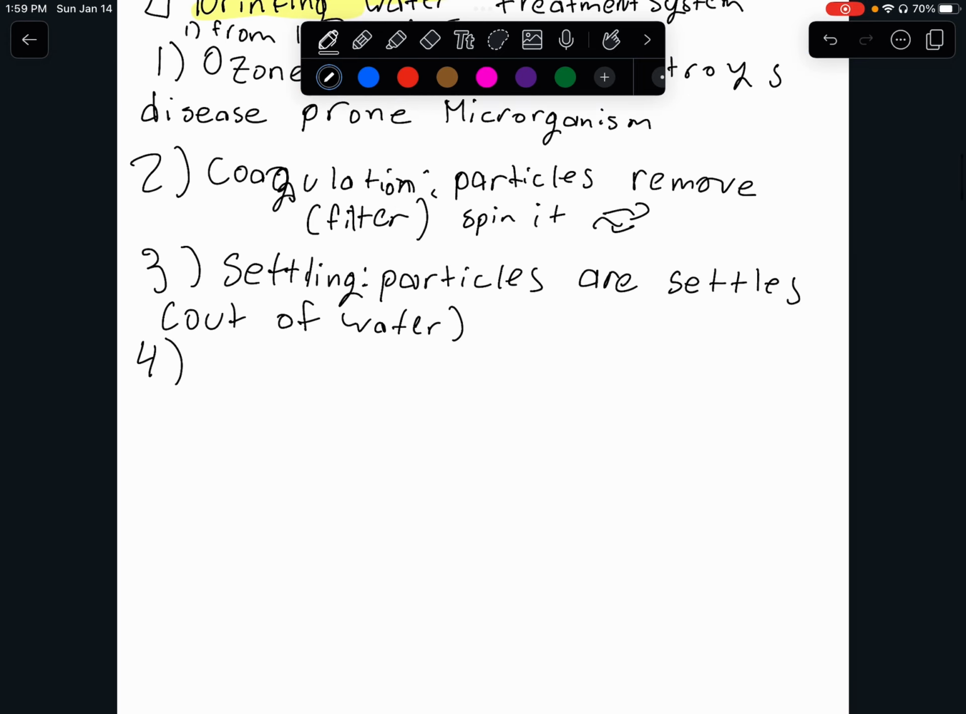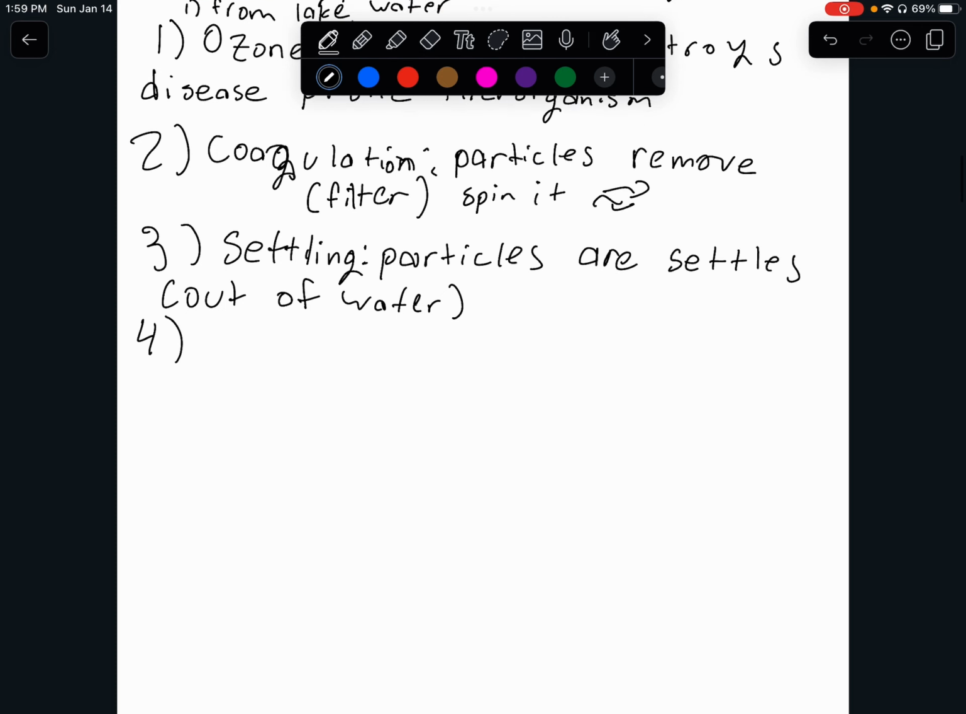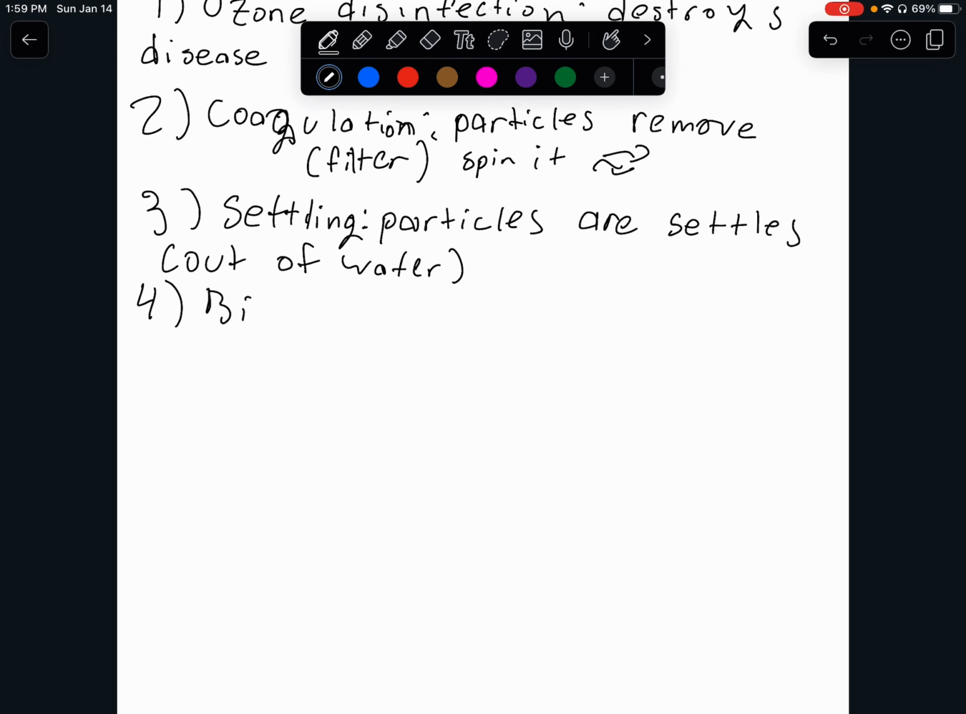Our fourth one is our bioactive filter. And what this does, the water is filtered again. So filtered to remove even smaller particles.